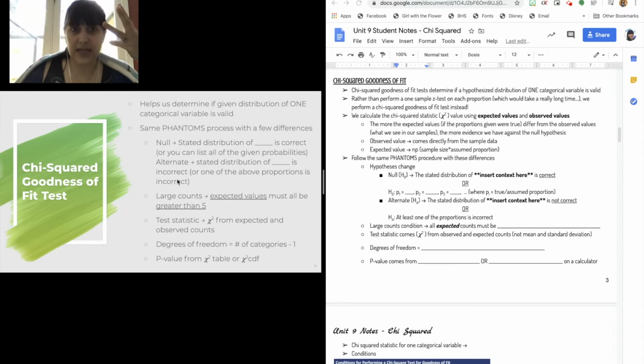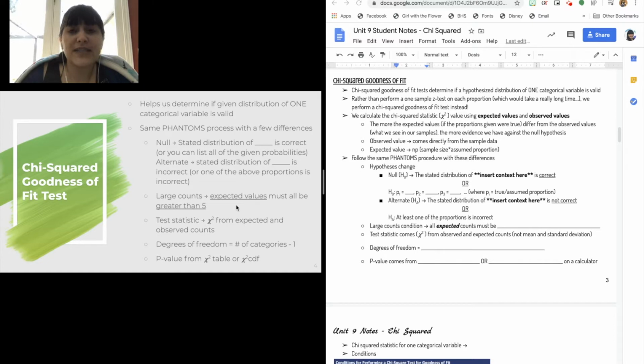There's still three conditions: randomness, 10%, large counts, okay? But the large counts condition is that the expected values all have to be greater than 5. That's the rule. So when you do chi-squared problems, most of the time you will have to calculate the expected values and show that they are all greater than 5. Typically, on that step, we just say all expected values are greater than 5, and then you go on to calculate the expected values later.